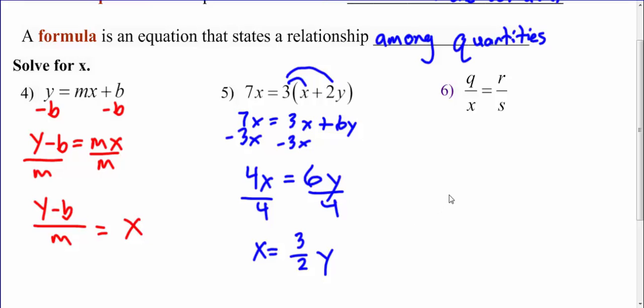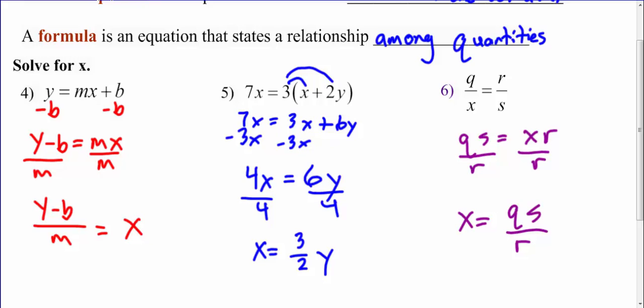All right, we have one more on this slide. It's a different format, looks a little different, but it's the same kind of idea. We're going to get x by itself. This is when we use what's called the cross products property. So we would know that q times s is equal to x times r. Now again, our job is to get x by itself. I've got x multiplied by r. I need to undo that by dividing, and this one worked out real quickly. x is equal to q times s divided by r.